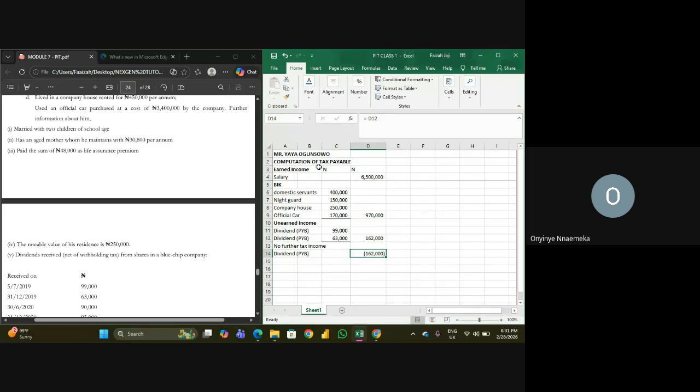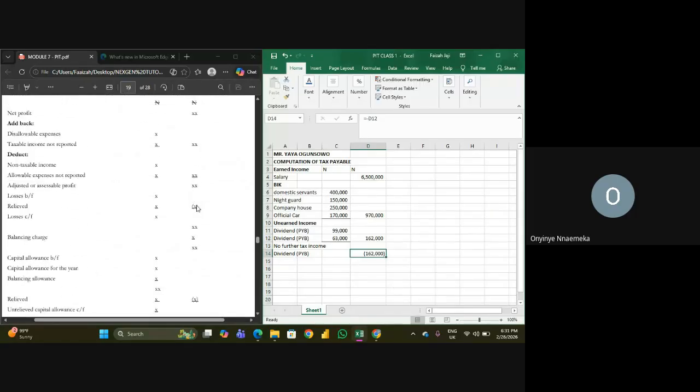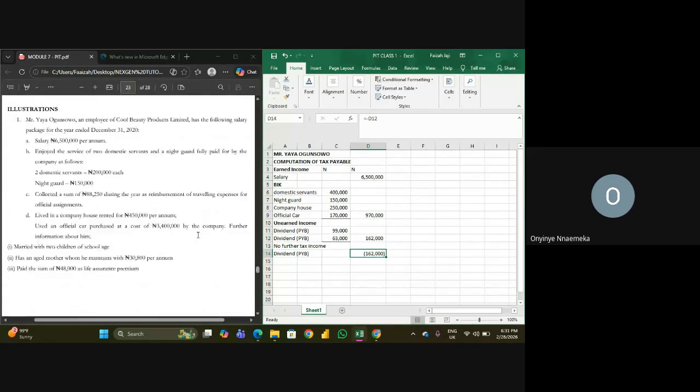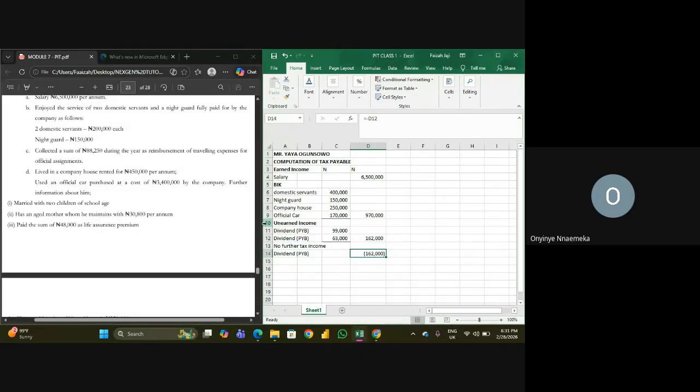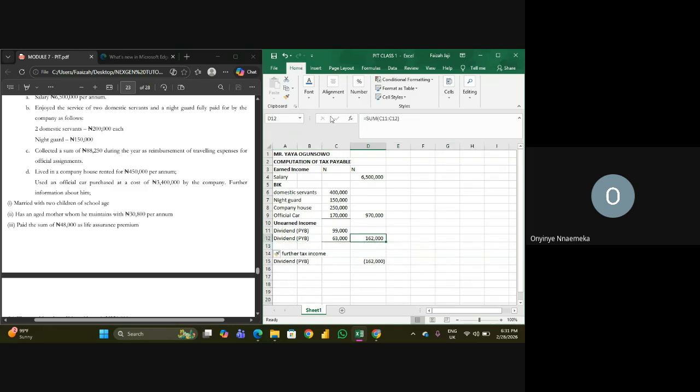Is it gross emolument? I think it's this one that is gross emolument. I don't leave space for gross emolument. Let me confirm. This one did not write gross emolument. Okay. I used to put gross emolument when I did CIT. Okay, so let's put total income before we write this for no further tax. So we have total income.